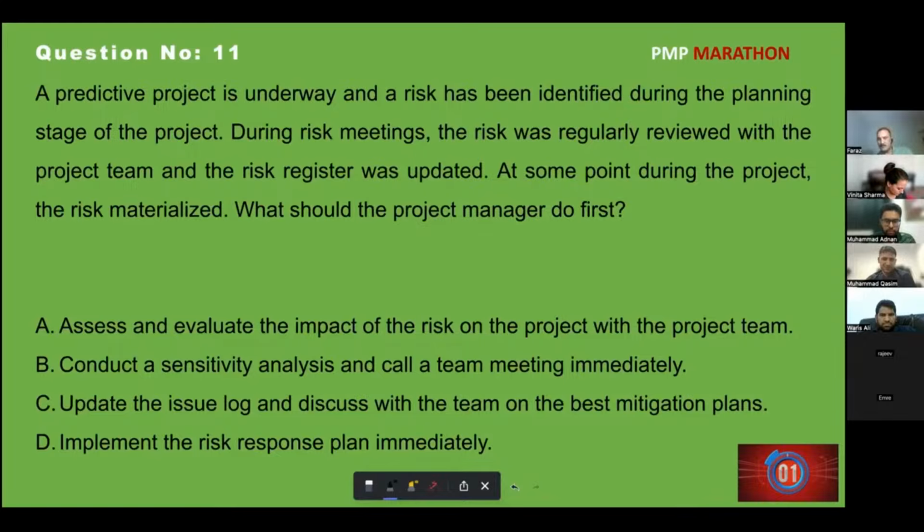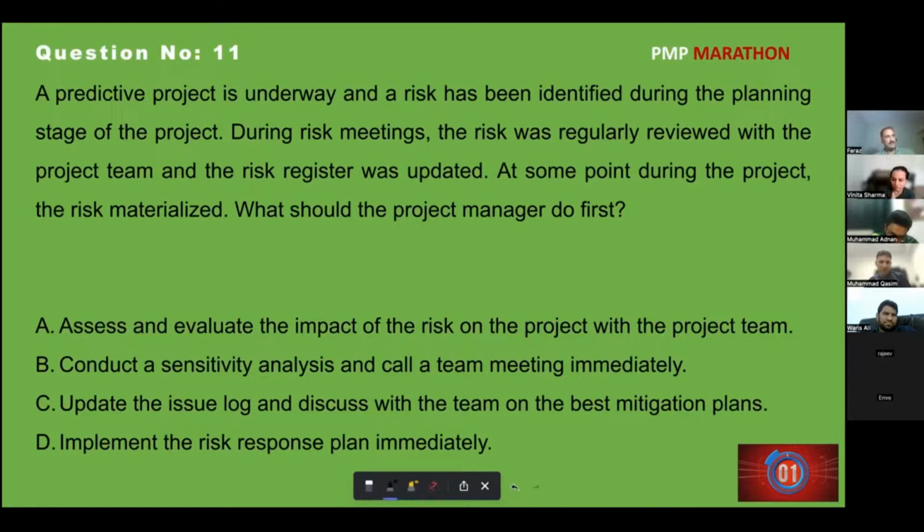Mohammad Qasim, I'm saying to you, you are thinking maybe something else. Qasim, go ahead. What should the project manager do first? A predictive project is underway and a risk has been identified during the planning stage of the project. During risk meetings, the risk was regularly reviewed with the project team and the risk register was updated. At some point during the project, the risk materialized. What should the project manager do first?